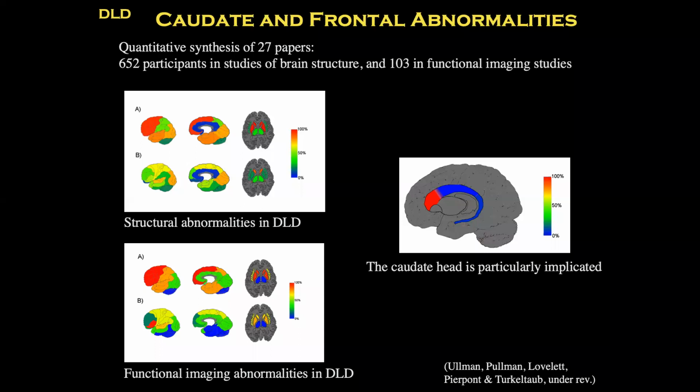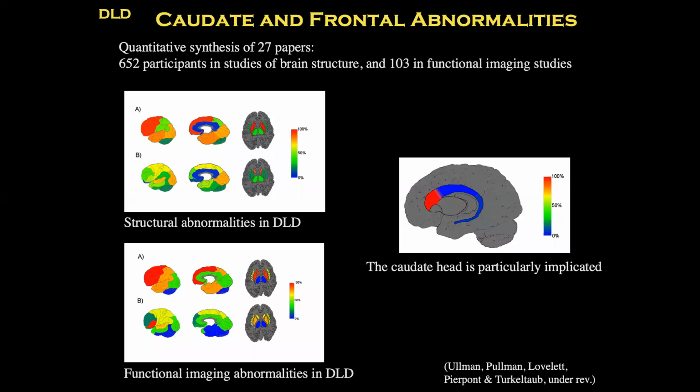So the bottom line of this is DLD is associated most clearly with abnormalities of frontal and basal ganglia structures, not the superior temporal cortex. It's not reliably. It's not nothing. It's not nearly as reliable. Okay, medial temporal lobe is largely spared, and the head of the caudate is particularly important.